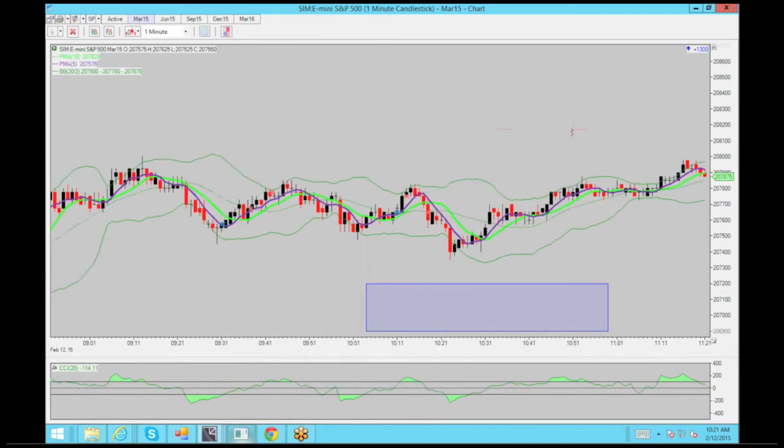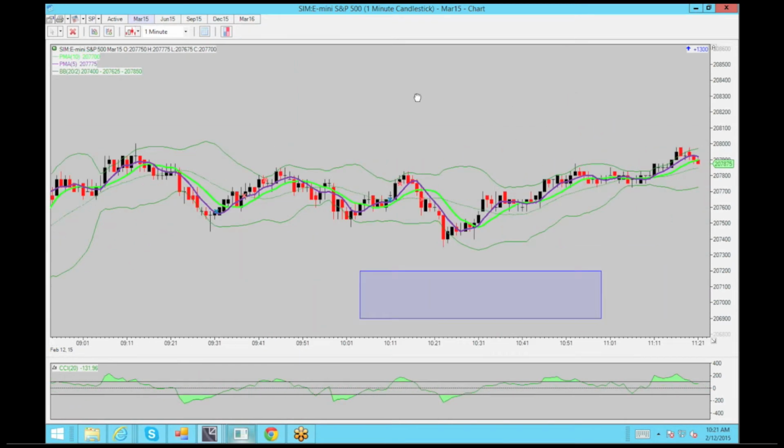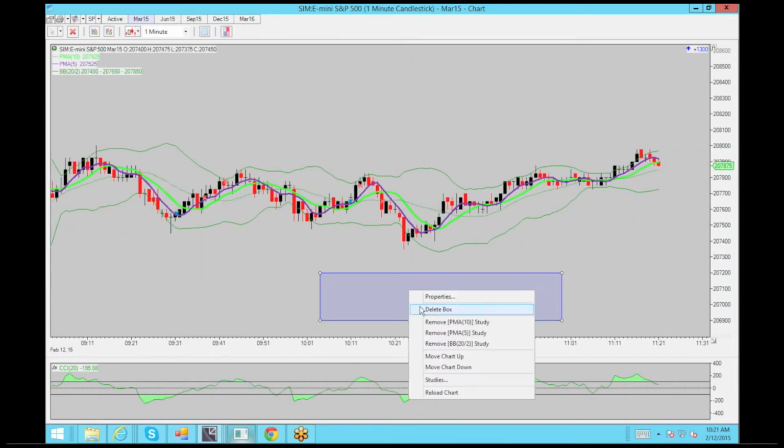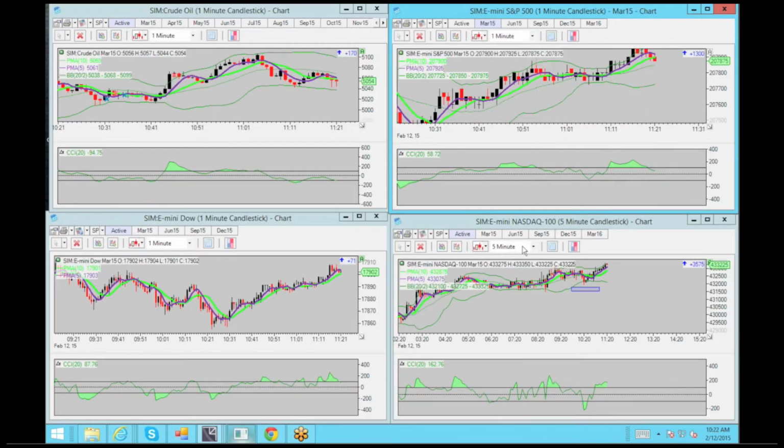So I've gone back to trading my own accounts a little bit, so that's why you're seeing additional trades that maybe you guys aren't receiving. So let me see here. But that's how we typically like to set up the market.